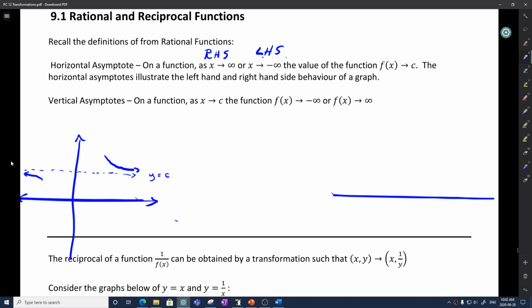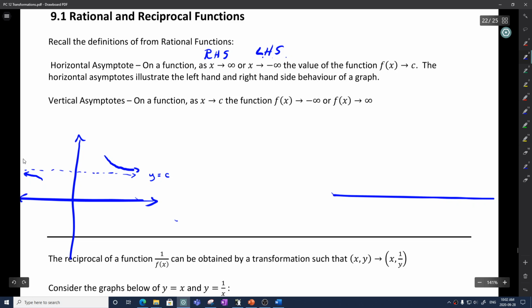But really, what is a horizontal asymptote? Just as long as your function gets closer and closer to this constant c without touching it, you're in business. So horizontal asymptote: on a function, as x gets towards positive infinity or negative infinity, the value of the function approaches some constant. The y's get closer and closer to some value that is constant c. The horizontal asymptotes illustrate the left-hand and right-hand side behavior of a graph.